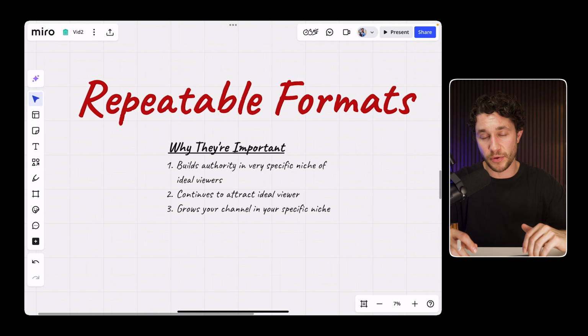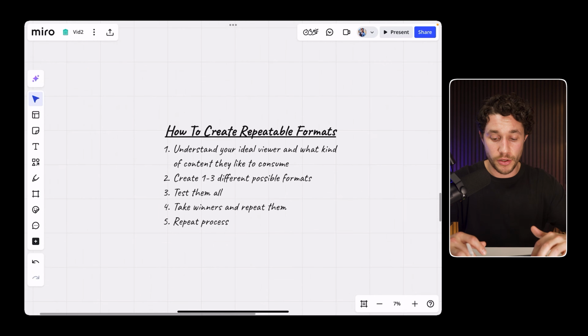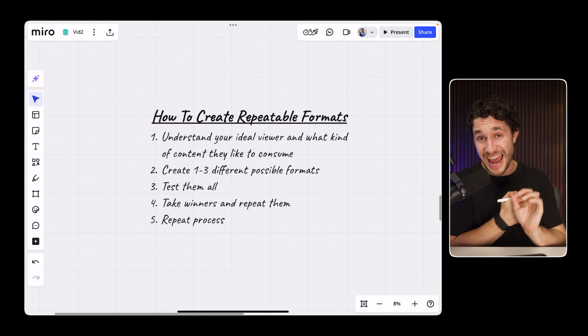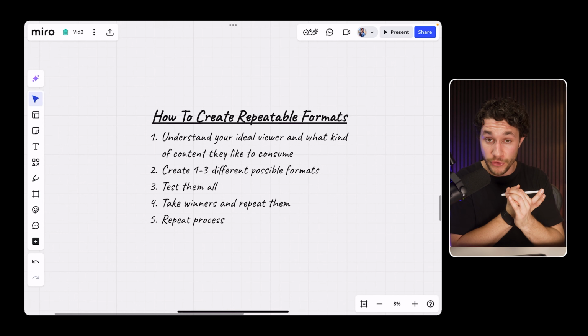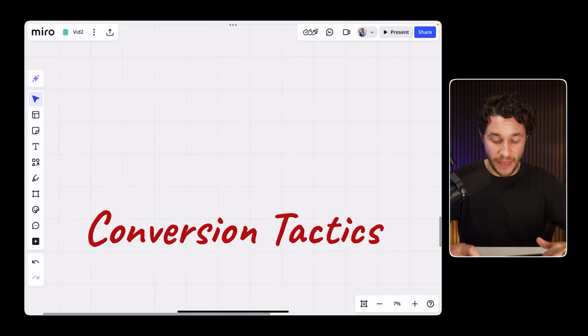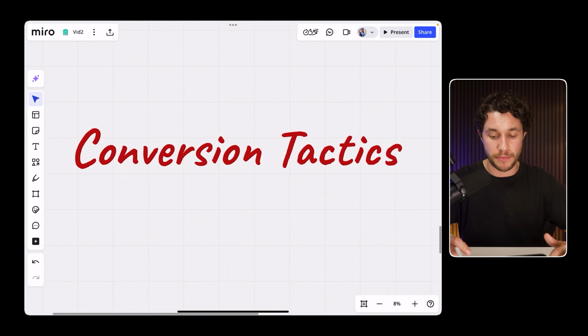You want to find repeatable formats that target your ideal customer and viewer. You want to keep testing and keep growing and keep using repeatable formats over and over again because they'll keep attracting your ideal viewer and they'll grow your channel and you'll get more views, which is what you want to do on YouTube. I literally cannot believe people tell you not to do that on YouTube. And then you're going to want to convert these people using conversion tactics. And I'll explain some good ones.